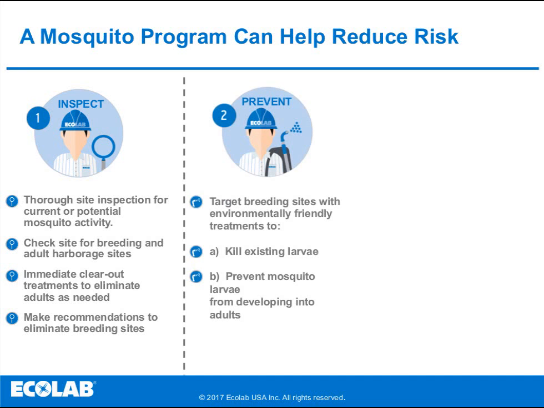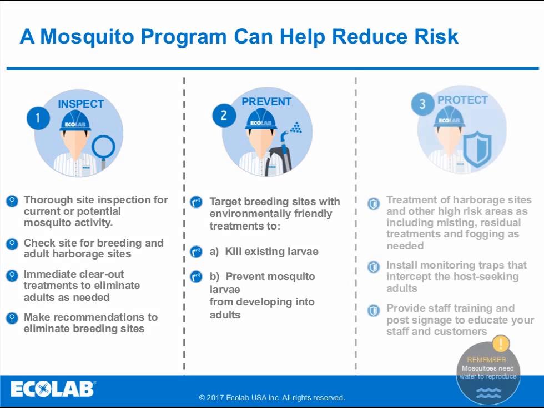Step 2, listed here as prevent, includes the treatment of potential breeding sites using larvicides. These larvicide products are environmentally friendly and developed to specifically target and kill mosquito larvae without harming the environment or non-target organisms. The final step, Step 3, which is called protect, includes the treatment of potential adult resting sites using specialized equipment to get product to the areas on the structure and around the structure in the vegetation, such as areas under the leaves where the adults are typically found during the day.